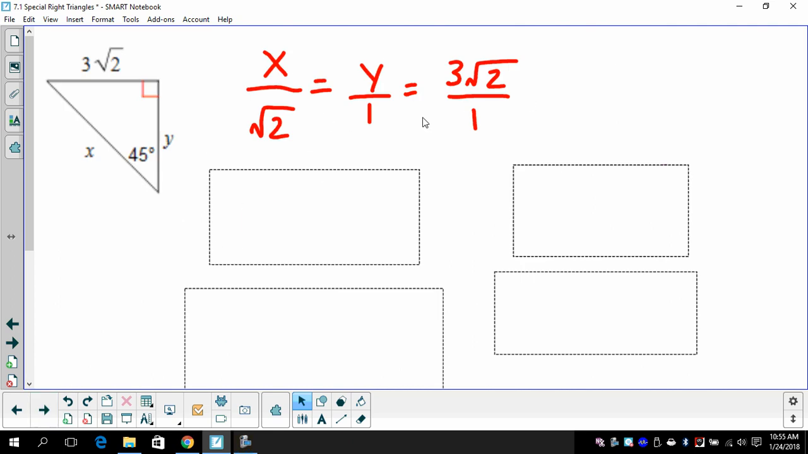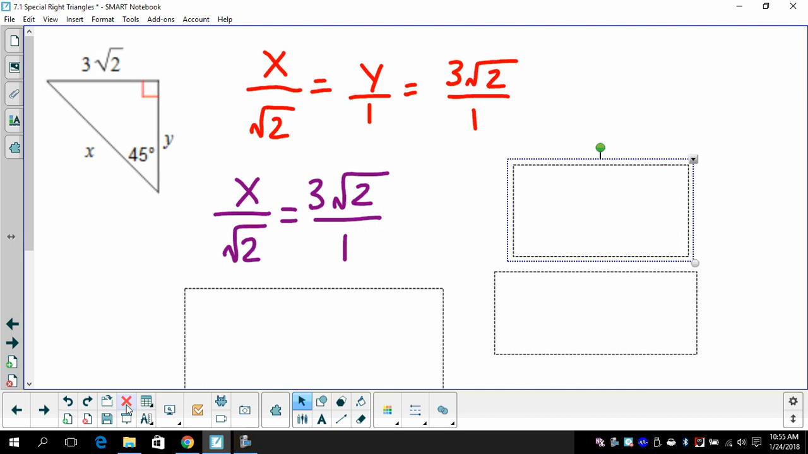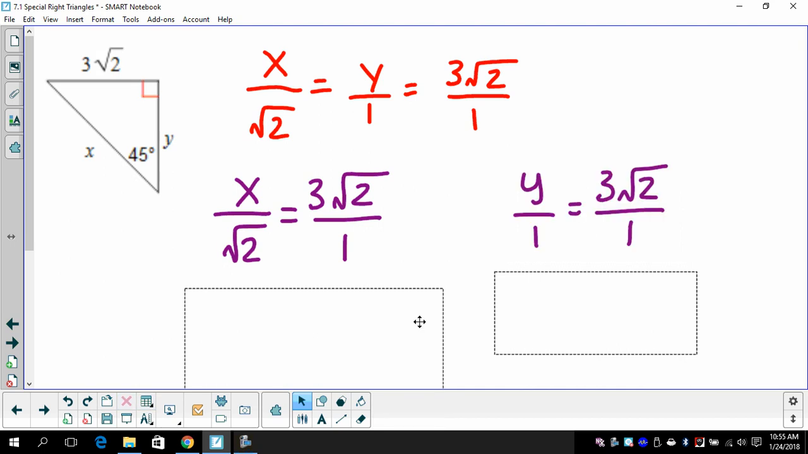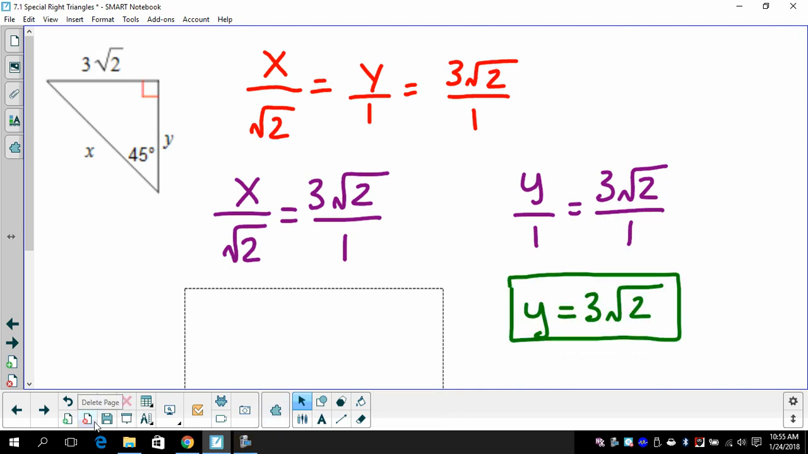So there's my three ratios. I'm going to write two proportions, one using x and root 2, and this one over here that doesn't have a variable, and then one using y over 1, and this one. So I get two proportions, and now I just have to solve a proportion like we have been for the last few weeks. The one on the right, solve for y, is kind of easy. Both of them are divided by 1, so we could just get rid of the divided by 1, and we know that y is equal to 3 root 2.